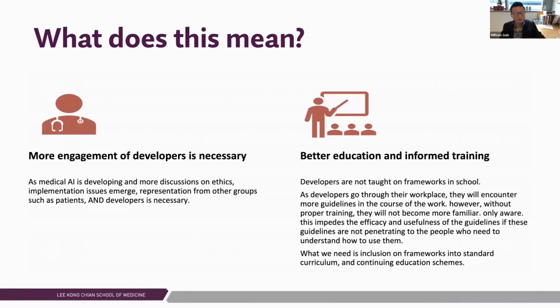So what does this mean? What I think this means is that there is a need to engage developers more, and there is also a need for better education and informed training, because many developers are actually not trained about guidelines in school. And certainly, the senior developers, while they know of more frameworks, are not more familiar with the frameworks either. So this means that there is a gap. A lack of familiarity also means a lack of adherence or a lack of capability to incorporate these frameworks into the AIs that they're developing. So I think inclusion into education is a very important thing to have.